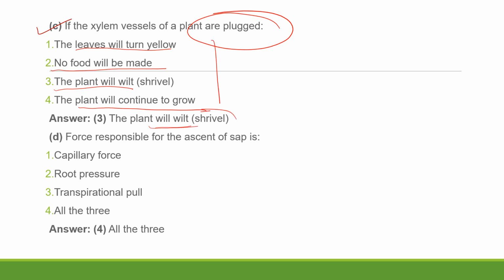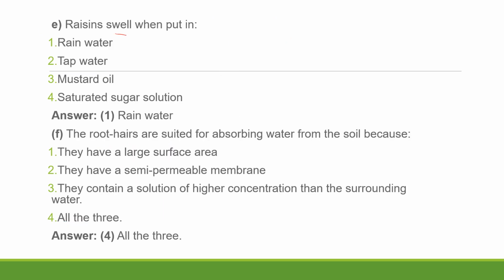Just go through them carefully, then think about the answer and write. The force responsible for ascent of sap is capillary force, root pressure, transpirational pull, or all of the three. So it is all of the three. Okay, let us see the next question. Raisins swell when put in rainwater, tap water, mustard oil, or saturated sugar solution. So when do they swell up? They swell up in rainwater, right?